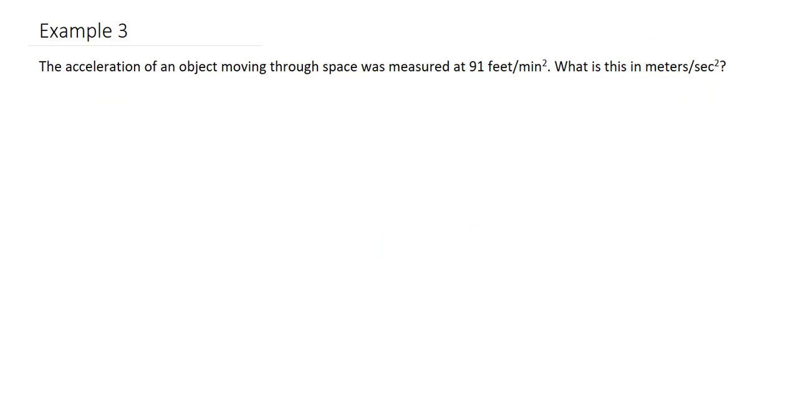Example 3. The acceleration of an object moving through space was measured at 91 feet per minute squared. What is this in meters per second squared? So we're going to do some conversion. We are doing 91 feet per minute squared. So let's walk through this.